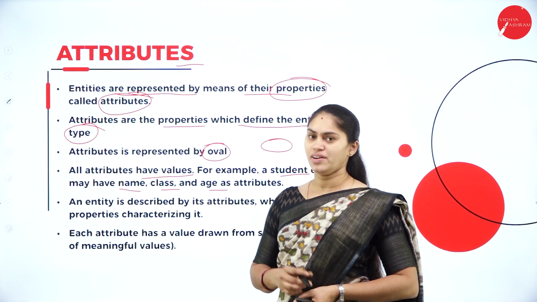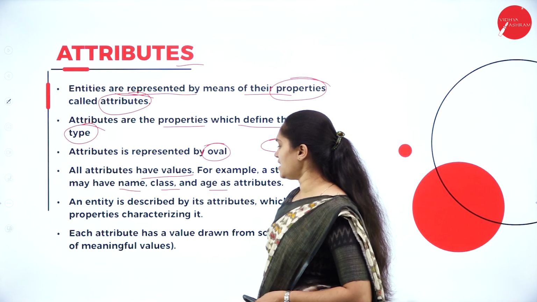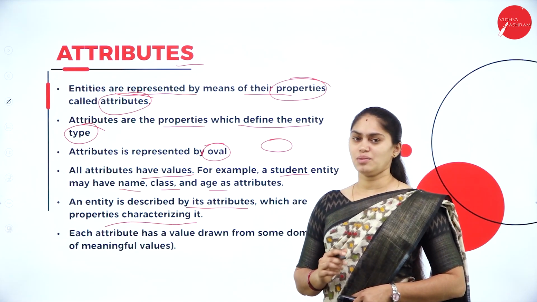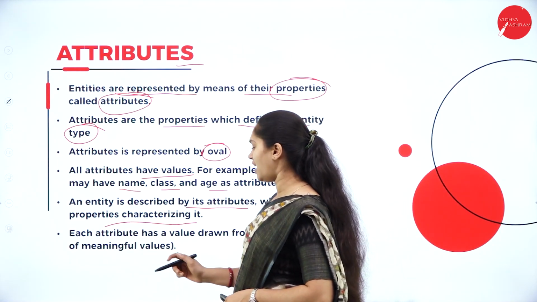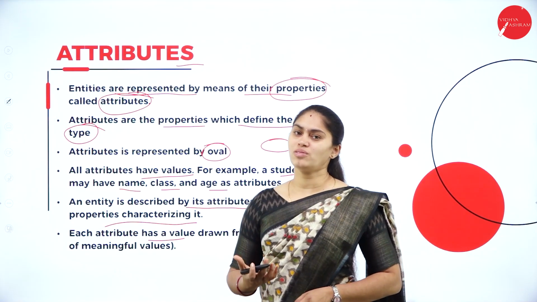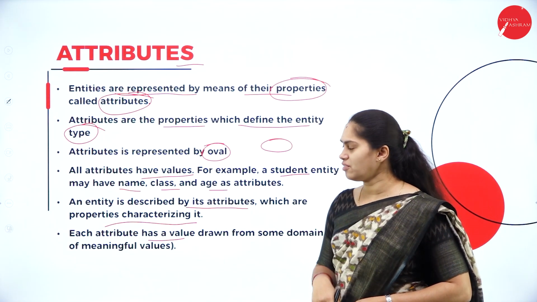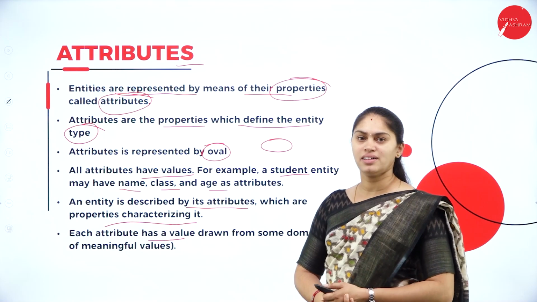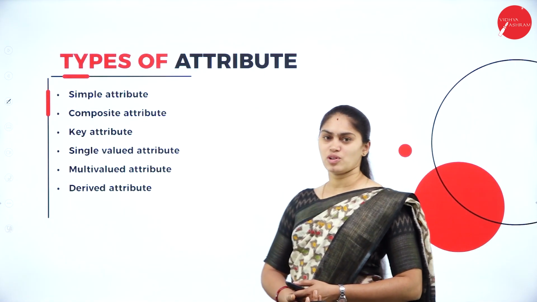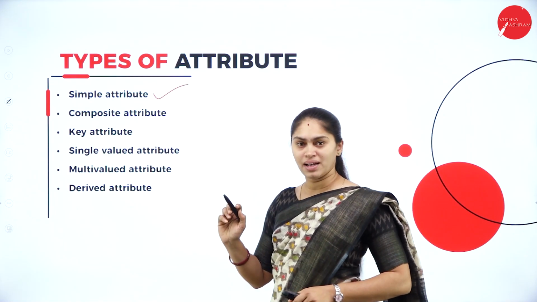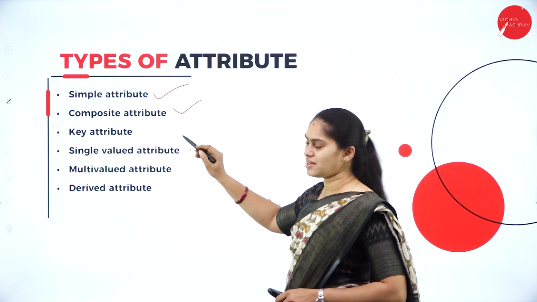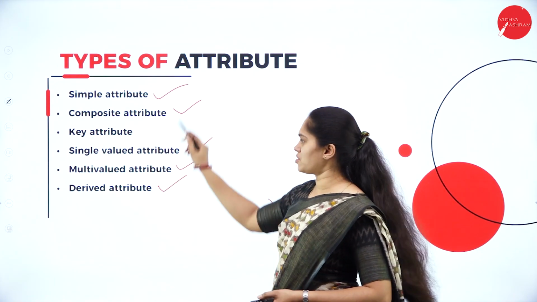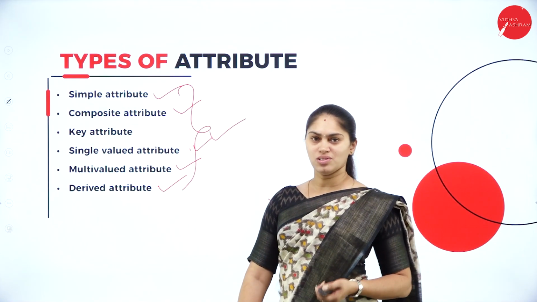All those are the attributes of a student entity, and this entity is described by its attributes, which are properties categorizing it. With the help of these attributes, we are representing the entity, and each attribute will have its own values, and each value will be different from one entity to another entity, and the value of an attribute may be the same or different. So what are the different types of attributes we have here? We have simple attribute, composite attribute, key attribute, and we have single valued attribute, multi-valued attribute, and derived attribute. So these are the different types of attributes that we have.